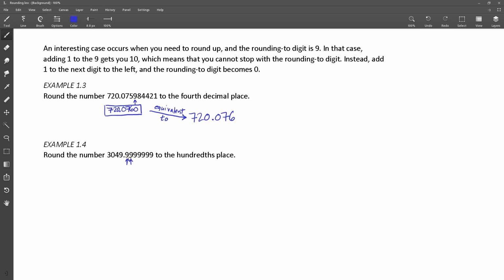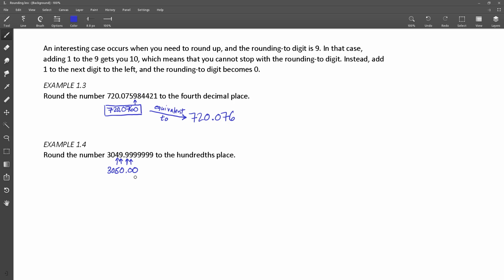However, we still can't stop there. That 9 being added to by 1 gets you 10, which then is going to add 1 to this 9. What do we do then? We continue with the algorithm. This 9 needs to have 1 added to it. That's going to give us 10, which means we add 1 to this 4. We get 3,050.00 to the hundredths place. So you have to keep going to the left as long as you have to in order for the number to come out correctly in the end.